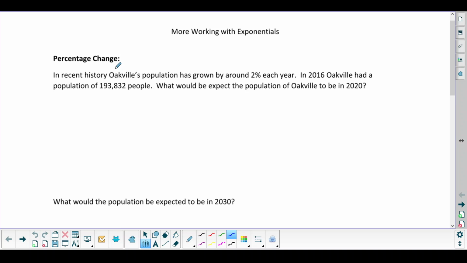So in this one, it's not doubling, it's not tripling. There's a change that's a percentage amount. So whenever we work with these, we always want to convert these percents to decimals. So let's do that real quick. So 2%, to convert that to decimal, we do the percentage over 100, 0.02.